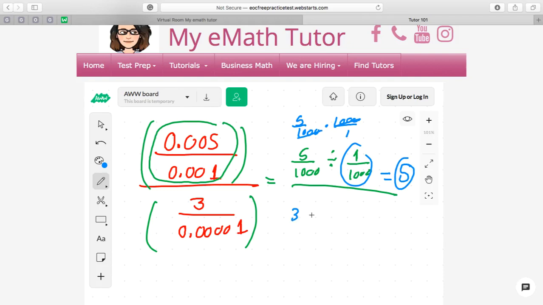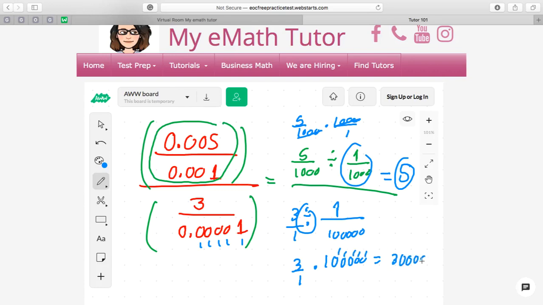Now let's do the bottom. So this is 3 divided by. Now I'm going to rewrite this already as a fraction. So this is equal to 1 over 1, 2, 3, 4, 5 zeros. Notice what I'm going to do. 3 over 1, I'm going to just leave it like that. I'm going to make now this multiplication, and then I'm going to flip. So finally, this is going to be 1 over 1, 2, 3, 4, 5 zeros. Your final answer is going to be 5 over 300,000.